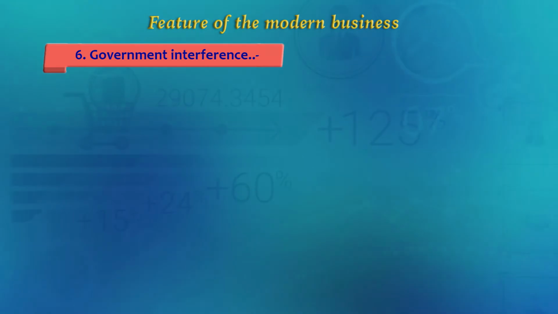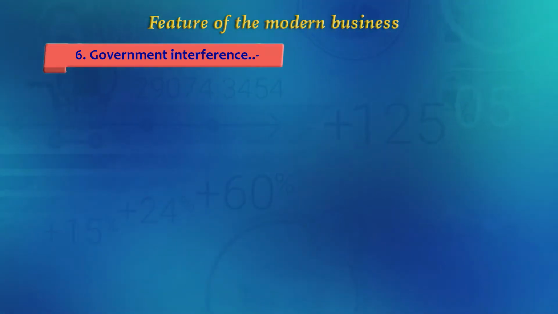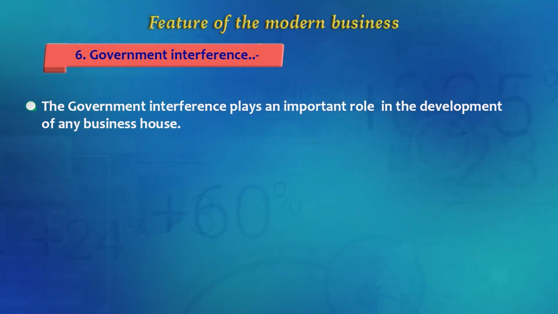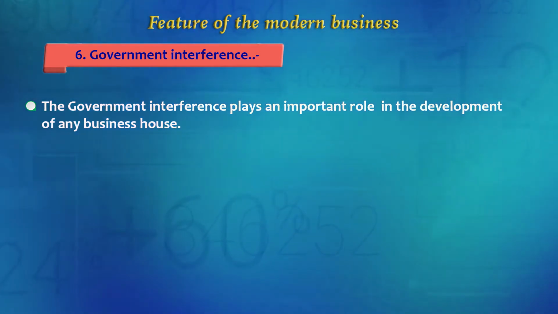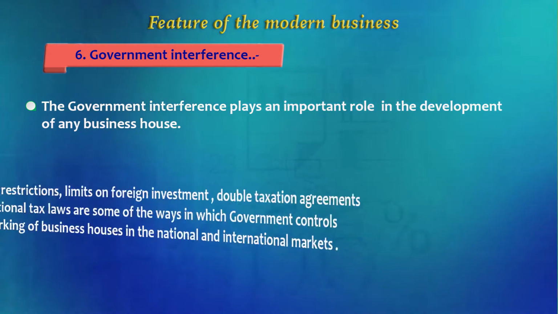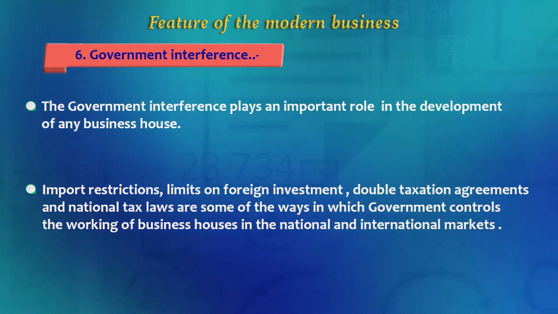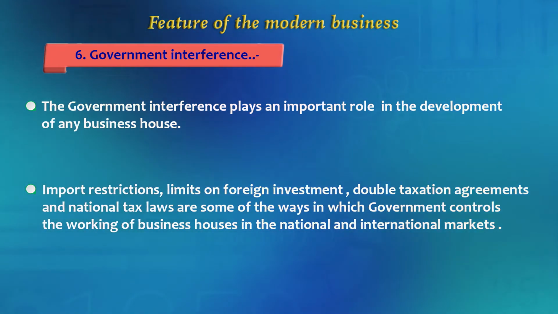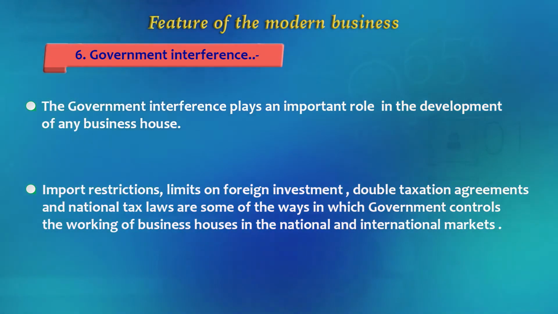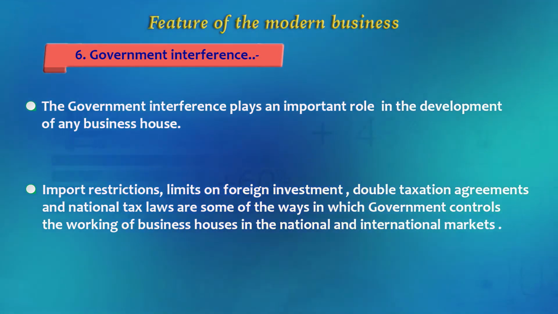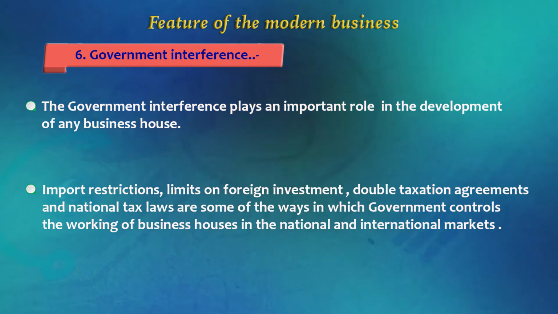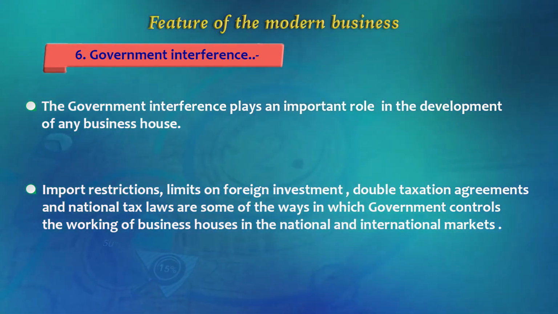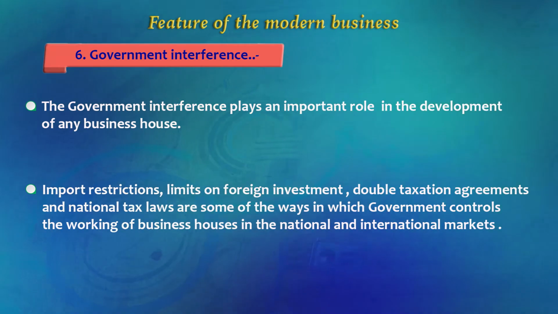The next feature is government interference. Government interference plays an important role in the development of any business house. Import restrictions, limits on foreign investment, double taxation agreements and national tax law are some of the ways in which government controls the working of business houses in the national and international market.